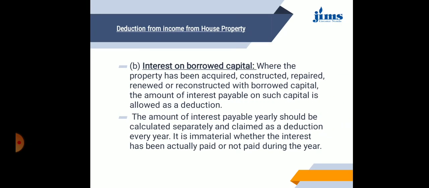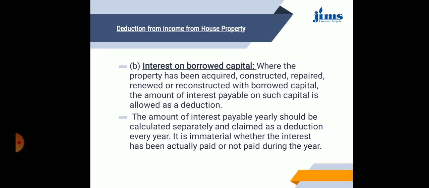Then we have interest on borrowed capital. Where the property has been acquired, constructed, repaired, renewed or reconstructed with borrowed capital, the amount of interest payable on such capital is allowed as a deduction. Interest on borrowing can be claimed as a deduction only by the person who has acquired or constructed the property with the borrowed fund. It is not available to the successor of the property.